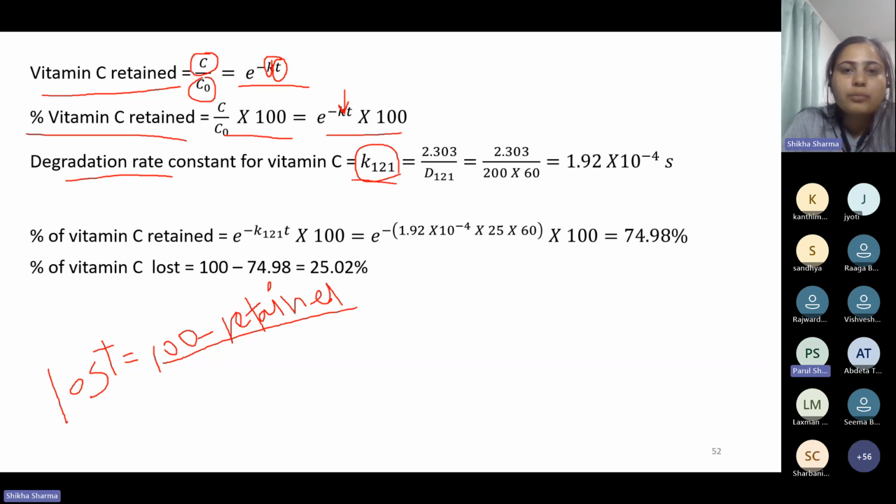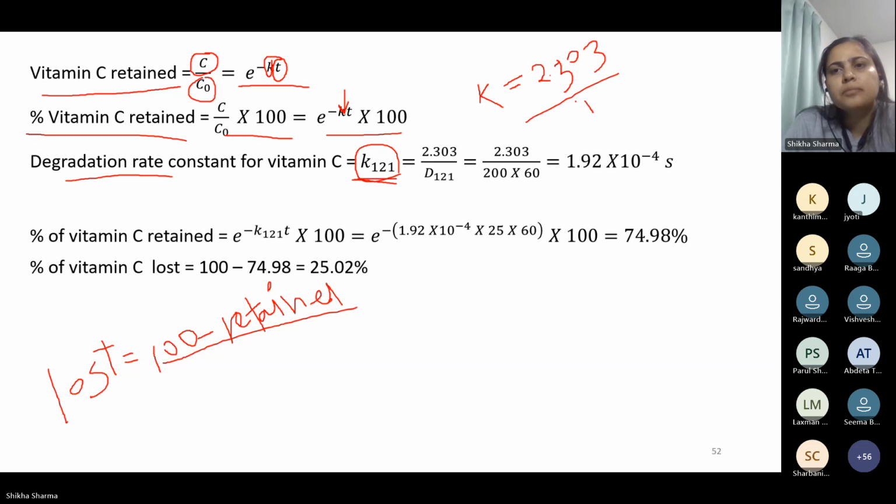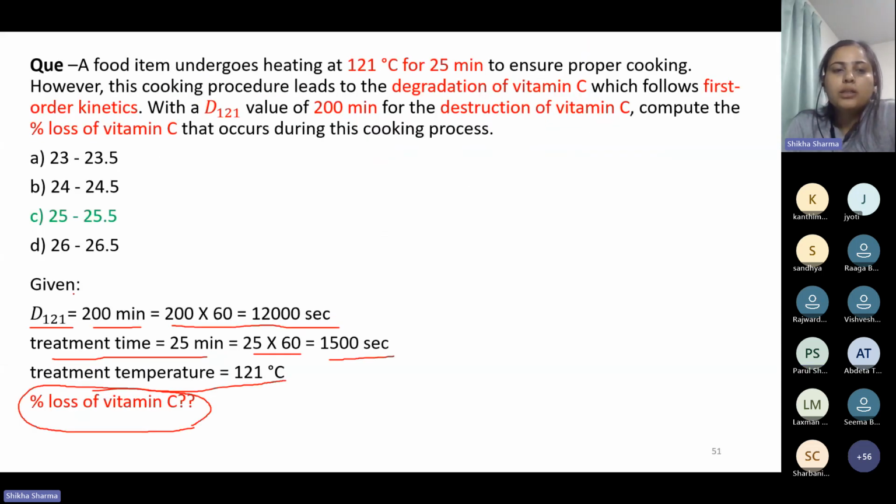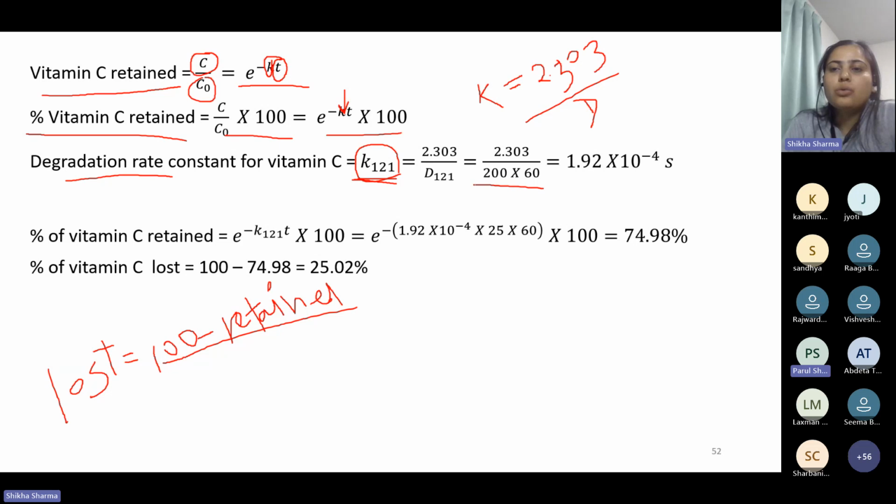But we can calculate the k value at 121 degrees Celsius. k is equal to 2.303 by D, that is the formula, right? So k equals 2.303 times 1 divided by D at the same temperature, 121. The D value at 121 is given as 200 into 60, that is 200 into 60 seconds. So we can calculate the value of k as 1.92 into 10 to the power minus 4 per second.